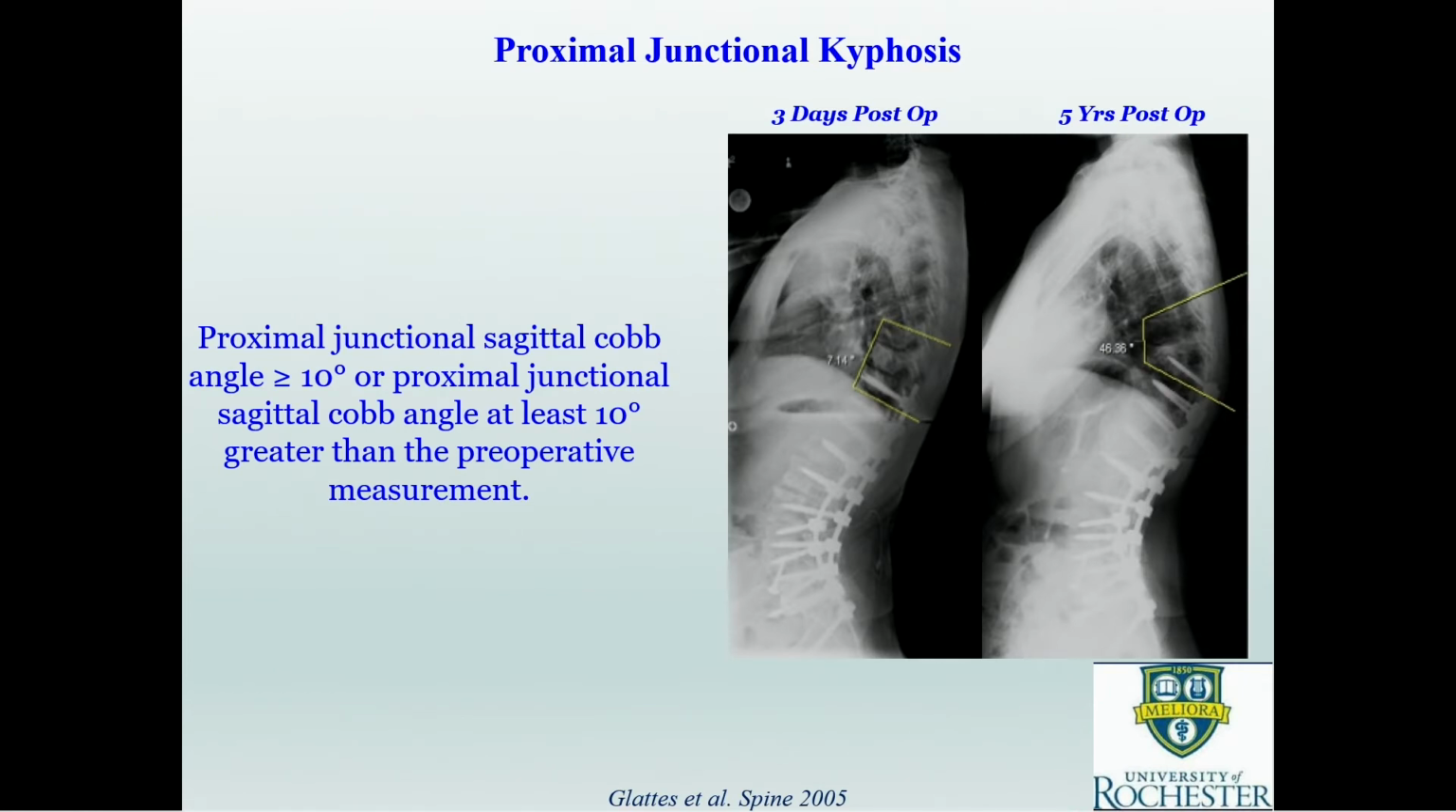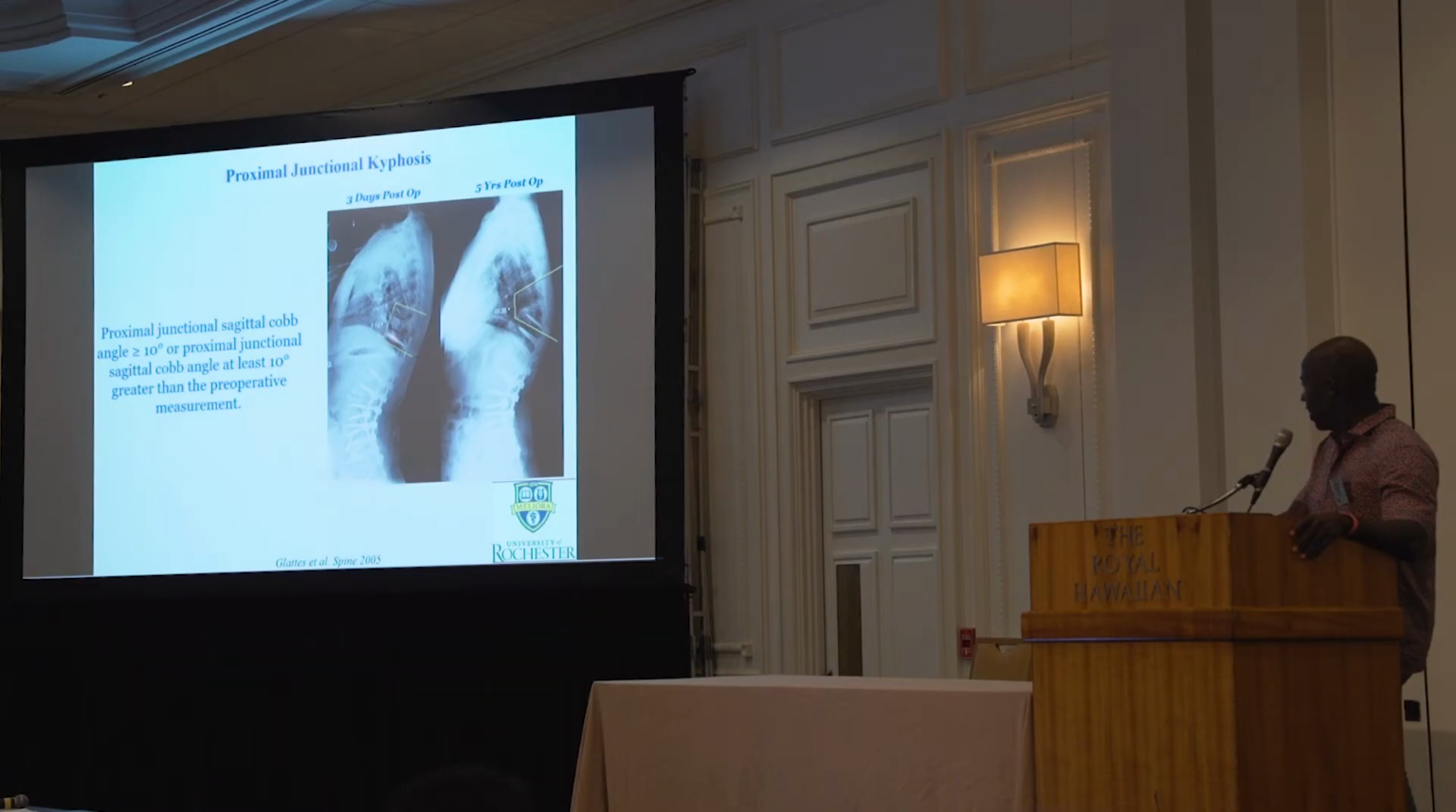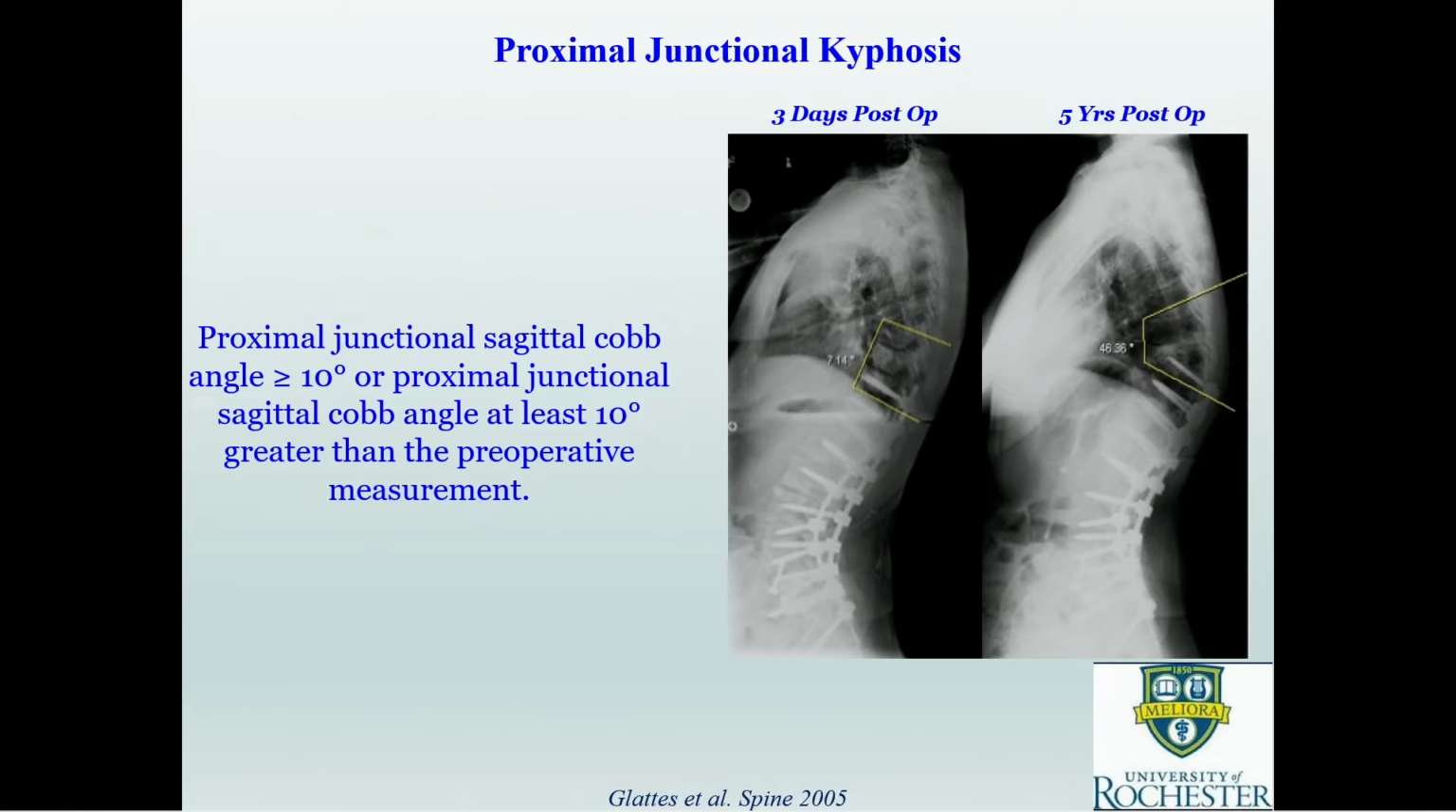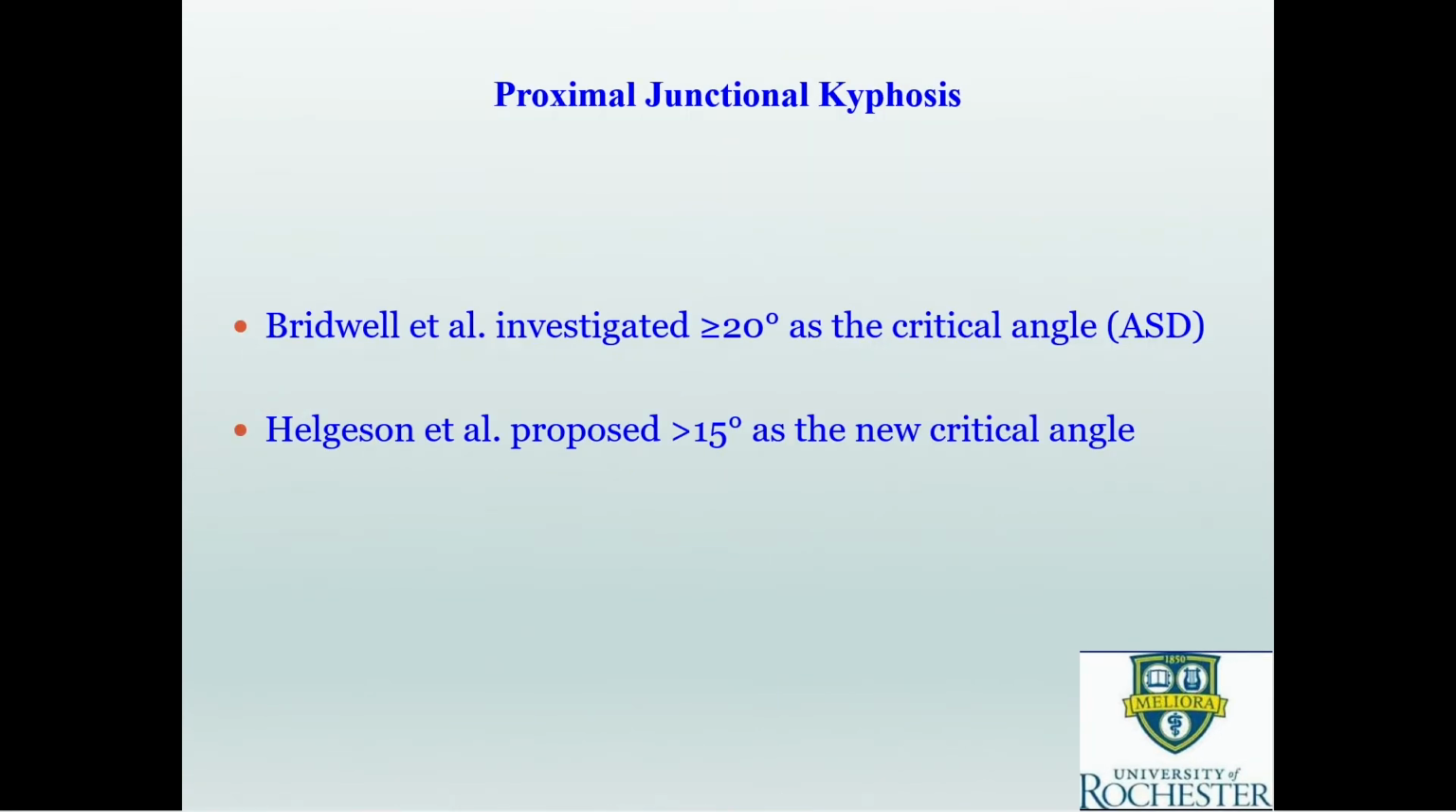So how do you define PJK? The most commonly used angle is a 10-degree angle, and the angle is measured from the inferior end plate of the UIV, which is the upper instrumented vertebra, to the superior end plate 2 levels above the UIV. So UIV is right here, inferior end plate. The sagittal Cobb is measured to the superior end plate 2 levels above the UIV. And if the angle is greater than 10 degrees, or at least 10 degrees greater than the preoperative angle, then it's considered PJK or proximal junctional kyphosis.